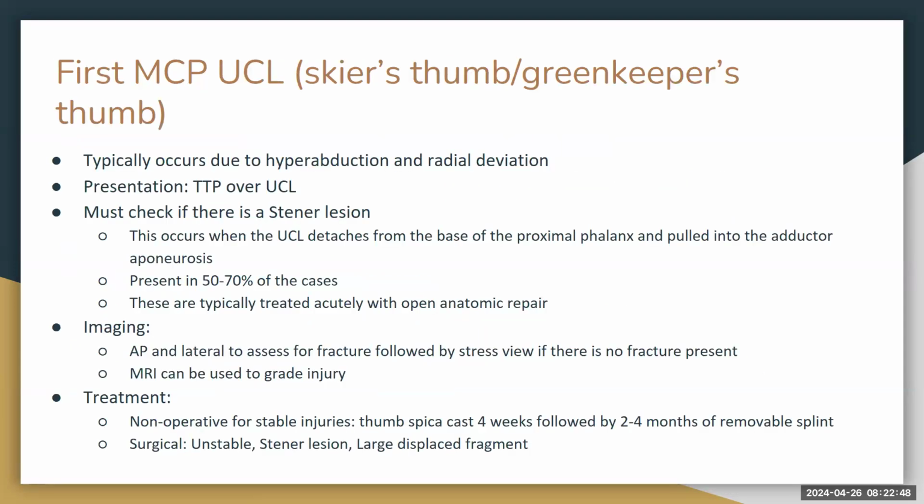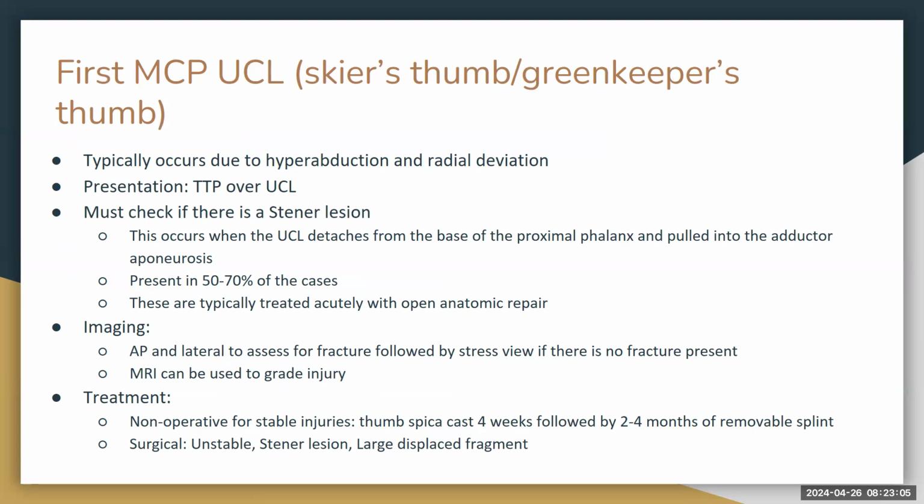All right, one of the ones I think we commonly see is the first MCP UCL injury. These are typically due to hyperabduction and radial deviation of the thumb. And then you get tenderness over that UCL. The big thing to look for is if there's a Stener lesion.